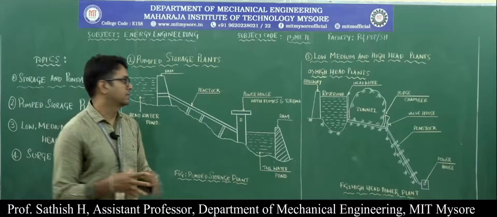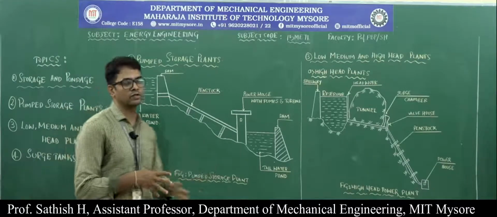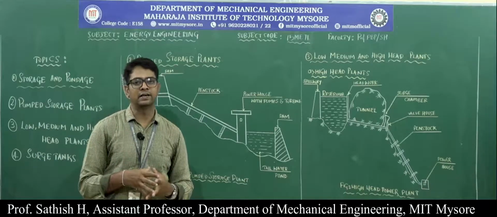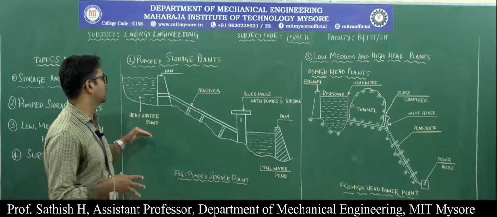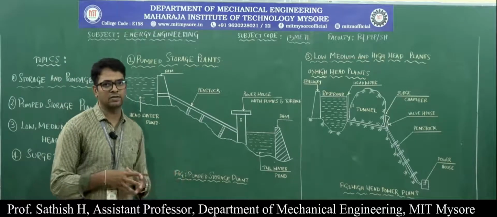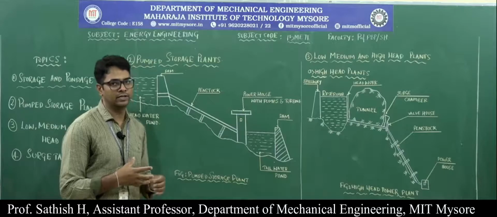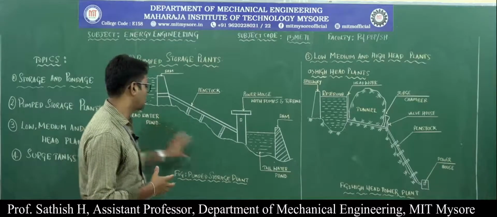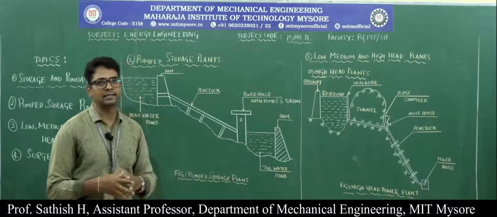So this is how the pumped storage plant works. When the availability of water is less, we can go for a pumped storage plant, where during the peak load conditions the water flows from the head water pond to the tail water pond, and then electricity is generated.